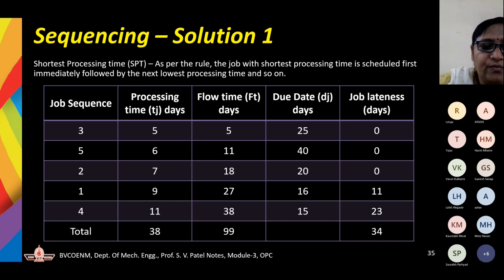Job number 4 requires 11 days to process. So 27 plus 11 is going to give you the 38th day. So from today to the 38th day, we are going to complete job number 4. And its due date is what? That is 15. We need to complete this job by the 15th day, but we are going to complete it after the 38th day. So how many days is it going to be late? 38 minus 15, it is going to be 23 days late.